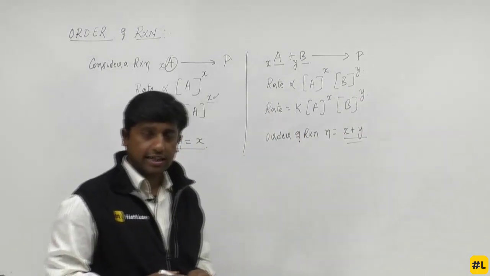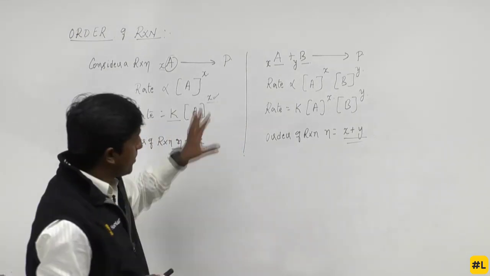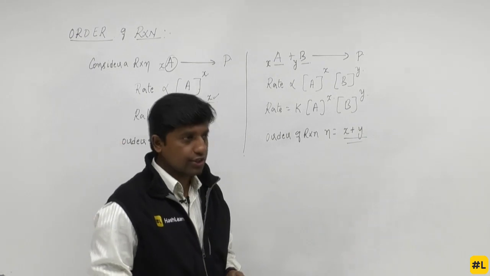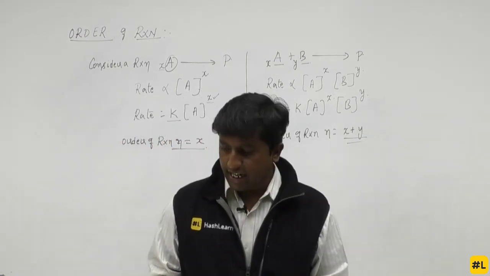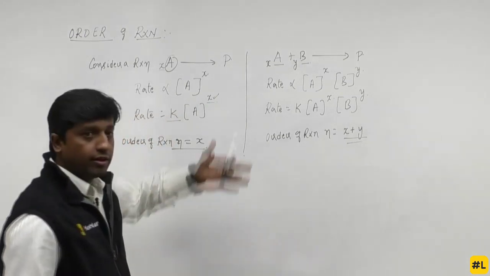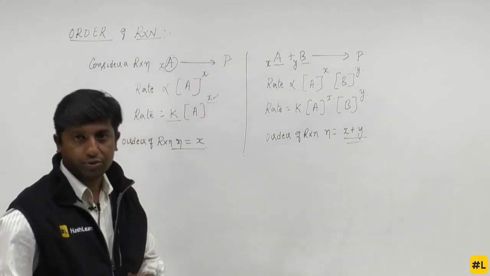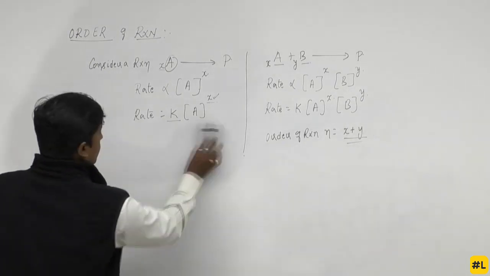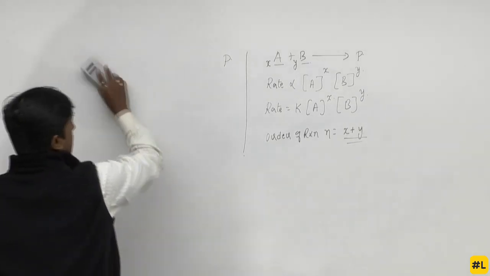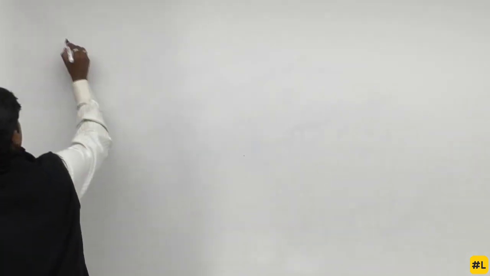Now, let us see how the reactions are classified based on the order. Based on the order, chemical reactions are conveniently classified into the following types. Now, I am going to write on the board the types of order which we are going to study in today's class.